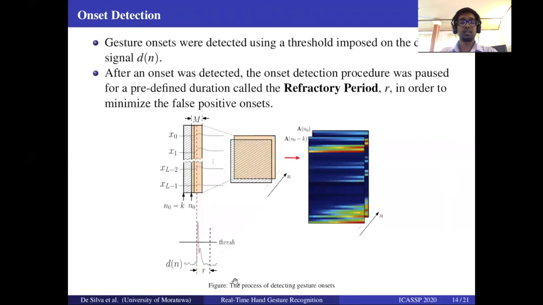Here you can see a picture of the difference signal plotted against the corresponding correlated change or the gesture onset. And when we have a correlated change like this, or a gesture onset, you can see that the d_n has a higher response. And this point of higher response can be detected using a predefined threshold, and is considered as the gesture onset. After an onset was detected, the onset detection procedure was paused for a predefined duration, which we call the refractory period, or R. This is imposed in order to minimize false positive onsets.